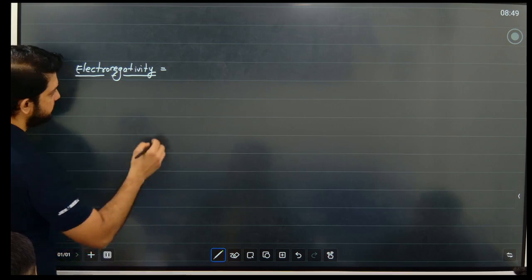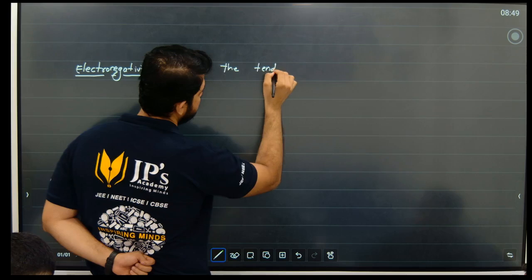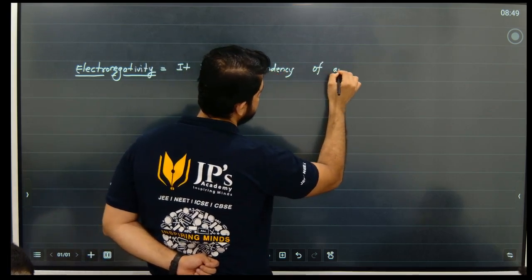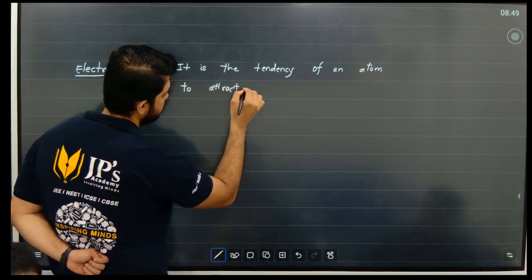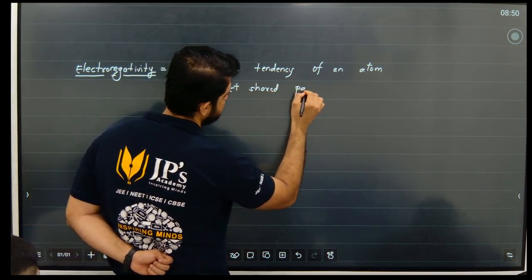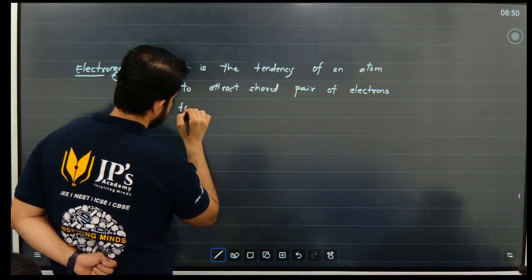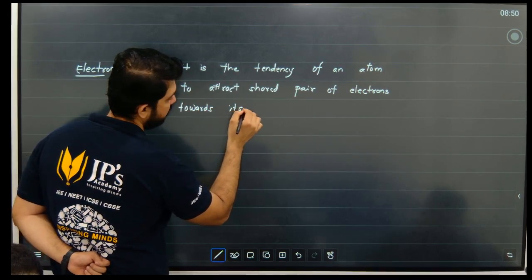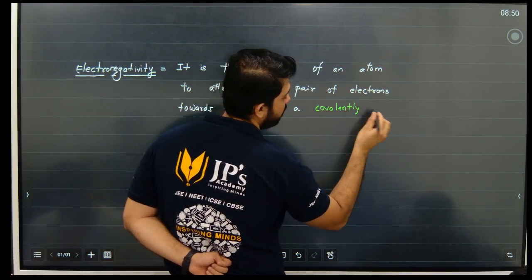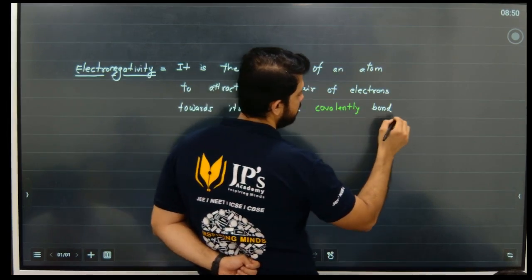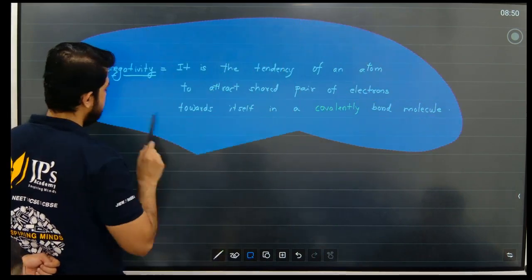Yeah, electronegativity for me is the tendency of an atom to attract a shared pair of electrons towards itself in a, now ये important है people, in a covalently bonded molecule, covalently bonded compound, कुछ भी बोलो. Now let us understand this, इसका मतलब क्या है.